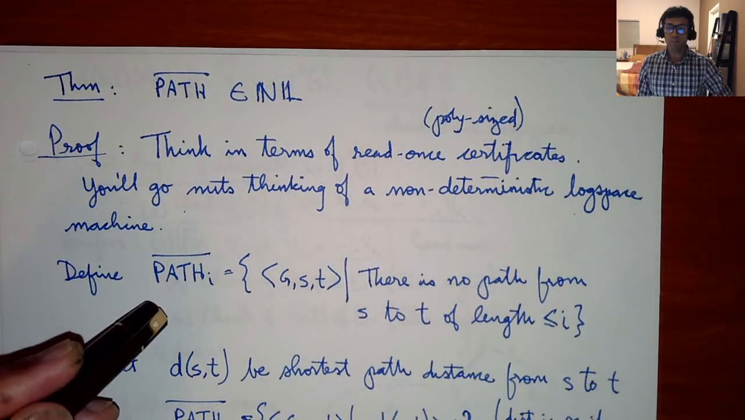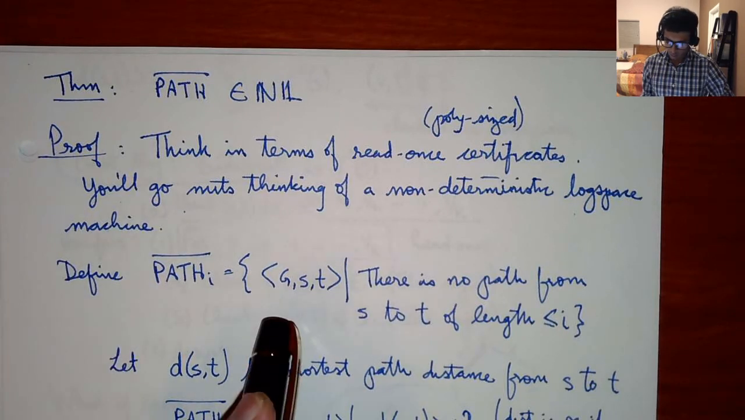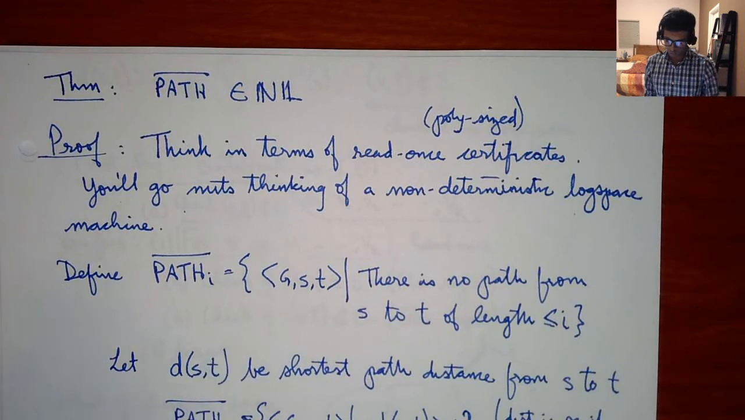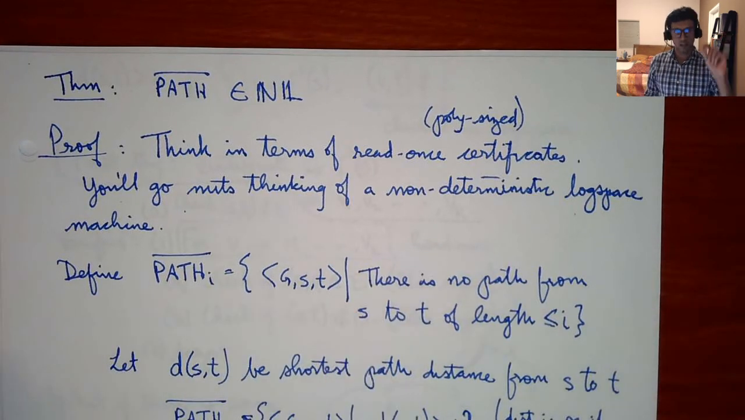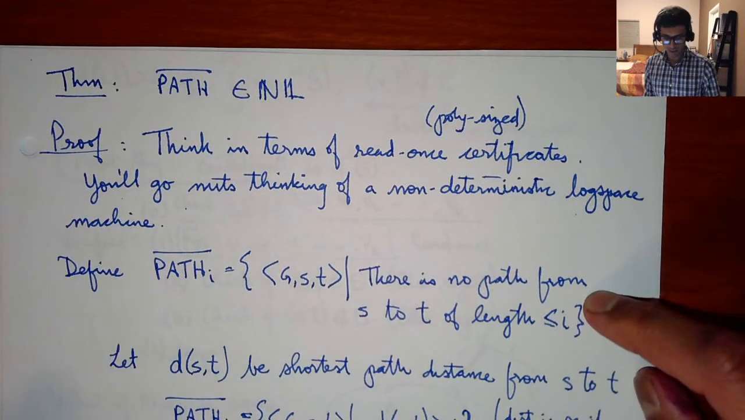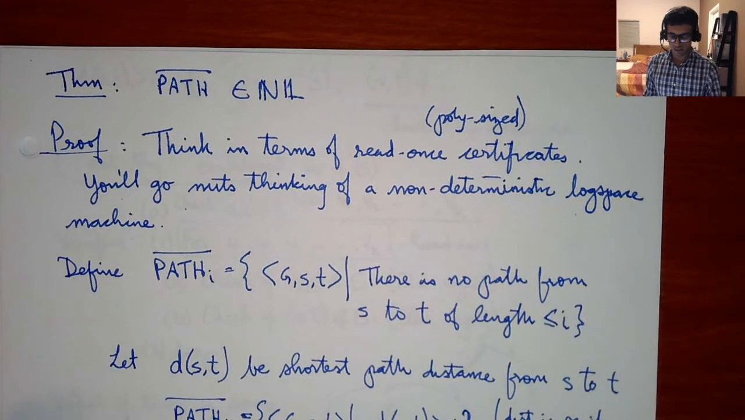So let me define this language path complement I, which is just saying that path I is the language where S and T have distance at most I. So path I complement is that there is no path from S to T of length less than or equal to I.